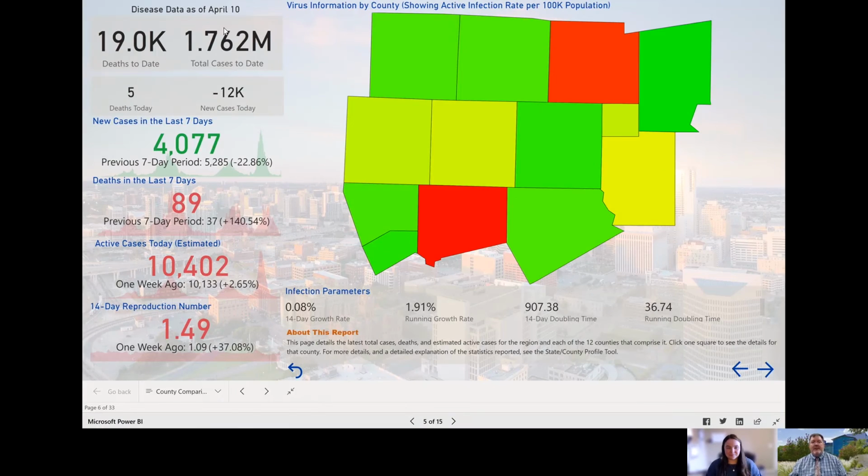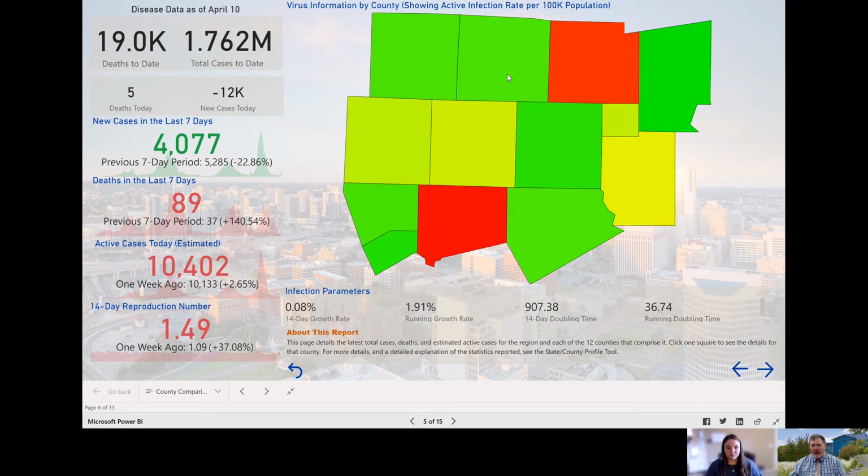So as you can see, our numbers continue to move in the right direction, but today brings us a data challenge that I think our viewers might be interested in learning about. So you see that we have here 4,077 new cases in the last 7 days, down 22% from where we were last week. Deaths are up, active cases are up, but I want to show you this number right here that says we have negative 12,000 new cases as of yesterday.